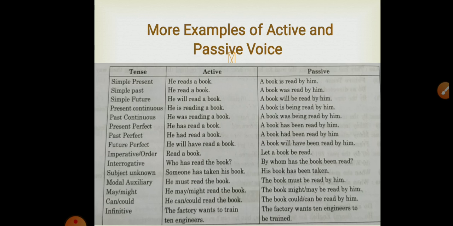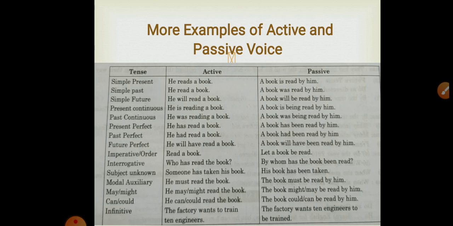Next, may, might, then can, could, and last is infinitive. He may read the book. The book may be read by him. Can or could, he could read the book. The book could be read by him. Now last is infinitive. The factory wants to train 10 engineers. Now the answer is the factory wants 10 engineers to be trained.